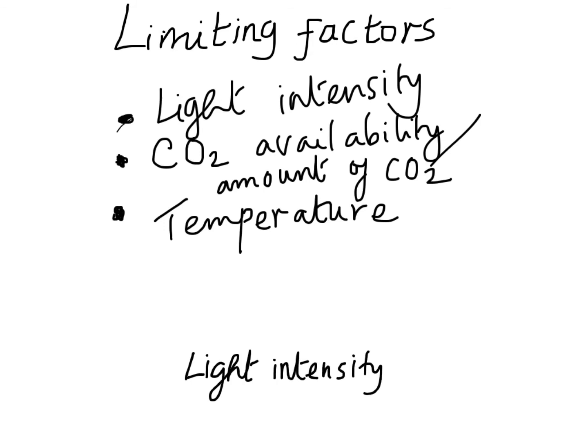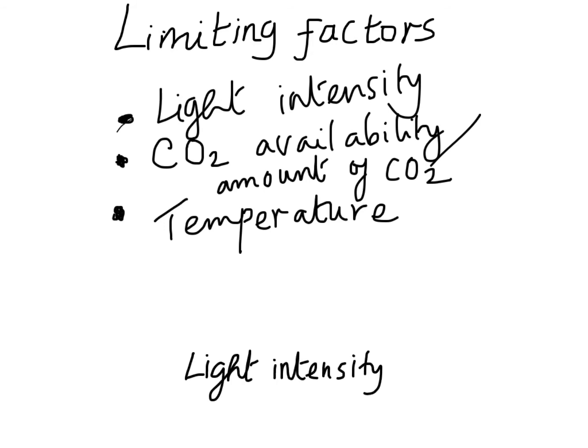So these are the factors which we are going to be focusing on: light intensity, the carbon dioxide availability, how much carbon dioxide is available for the plants, and the temperature at which the plant is carrying out photosynthesis. Sometimes it's very cold in the winter season, and in summer it's rather warm. So how this factor affects the rate of photosynthesis is something that we can investigate and find out, and plot the results in the form of a graph.